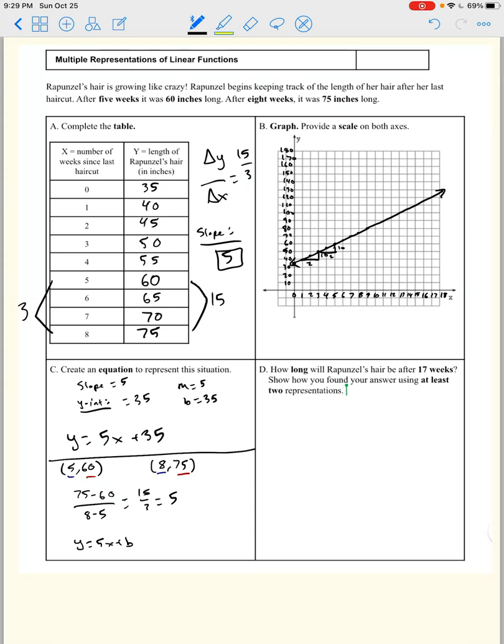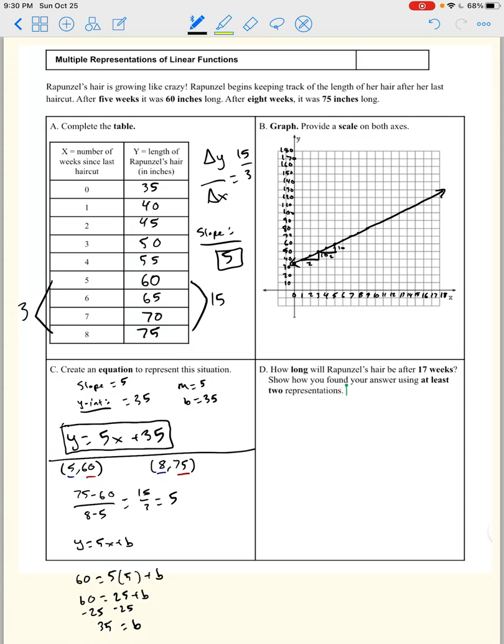So I'm going to pick 5, 60, and I could write that down here as 60, which is our y, equals 5 times 5 plus b. Well, 60 equals 25 plus b. If we subtract 25 from both sides, we get that 35 equals b. So that was another way you could get m, our slope, and b, our y-intercept, if you wanted to do it using algebra and using those points instead of starting with the table. But either way, you get our equation, y equals 5x plus 35.